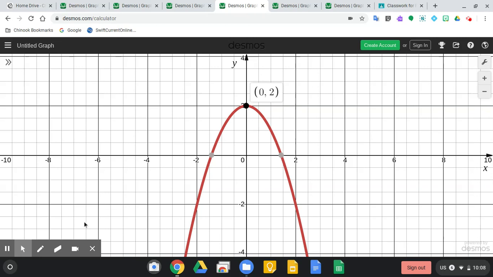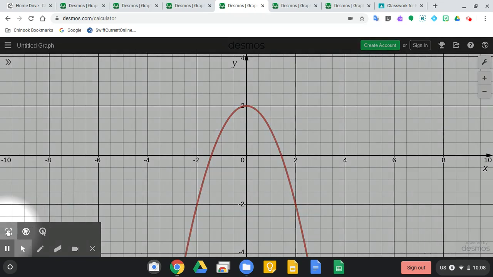If I'm going to talk about the domain, I'm going to ask myself two questions. Does it go back forever? Does it go forwards forever? And the answer would be yes. This parabola is constantly getting wider and wider as it moves down. And if it's getting wider and wider, that means it goes back forever. It moves forward forever. So the domain would be all real numbers. When I'm talking about the range, I ask myself two questions.